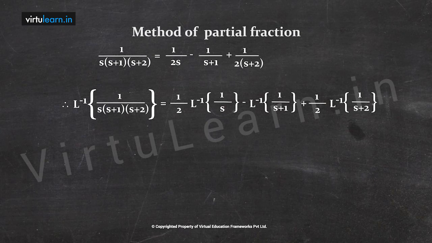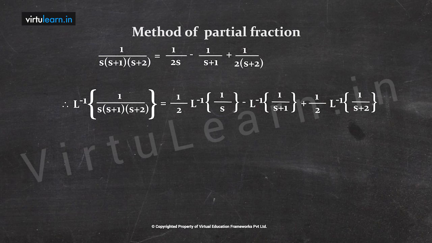L inverse of 1 by s into s plus 1, s plus 2. Then 1 by 2 into L inverse of 1 by s. We cannot apply L inverse to this big quantity. That big quantity we have reduced into small quantities, that's why we are applying it here. 1 by 2 into L inverse of 1 by s, minus L inverse of 1 by s plus 1, plus 1 by 2 into L inverse of 1 by s plus 2.